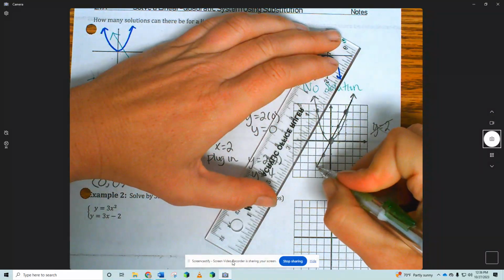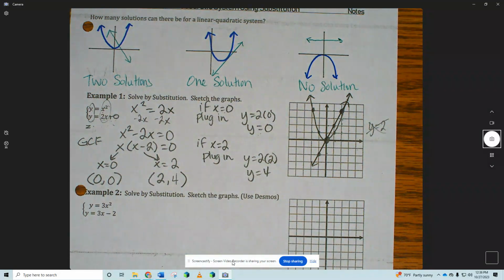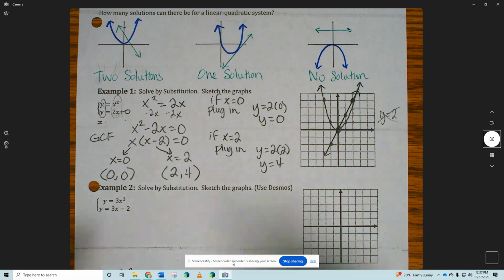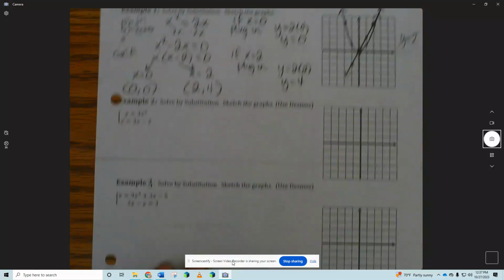Two solutions. Okay. Isn't that where they hit? The line hits the parabola in 2 spots. I found it using math where I had to solve for x and then plug it in to find y, and then I drew pictures. So the next thing I want to have us do is example 2 and 3.